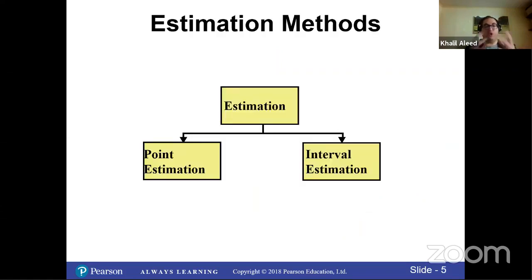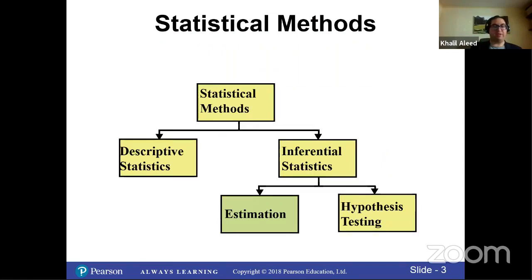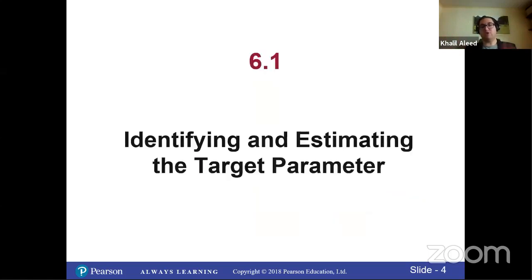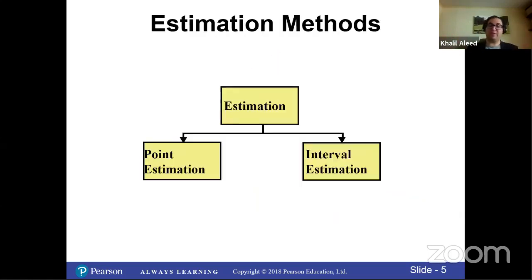Estimation itself also breaks down into two different ideas: point estimate and interval estimate. I hope the breakdown is clear because we're going to move from one topic to another. Statistical methods: we have inferential and descriptive. We're done with the descriptive so far. We're moving to the inferential. Inferential has two topics: estimation and hypothesis testing. We will start with estimation, which also has two topics: the point estimate and the interval estimate.